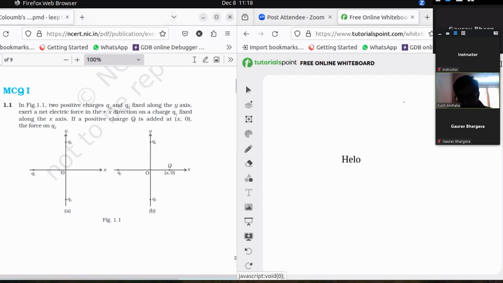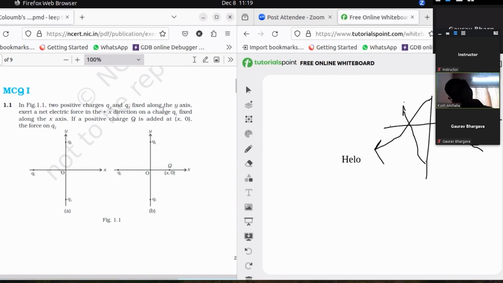This is the diagram. Q2 is here, Q3 is here, and Q1 is here. Q2 will exert force in this direction, and Q3 will exert force in this direction on Q1. Now we are giving a capital Q charge here, so we have to find out the force on Q1, the net electric force in the positive x direction.